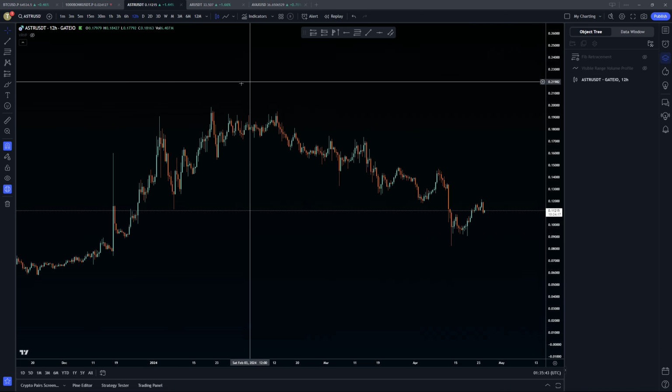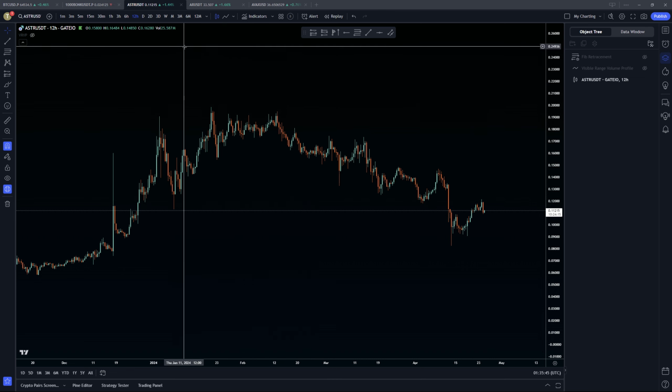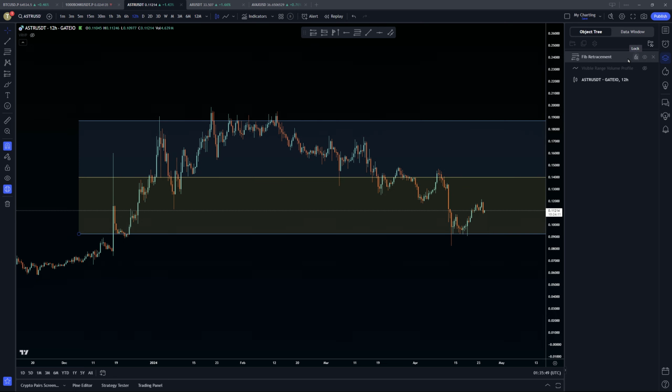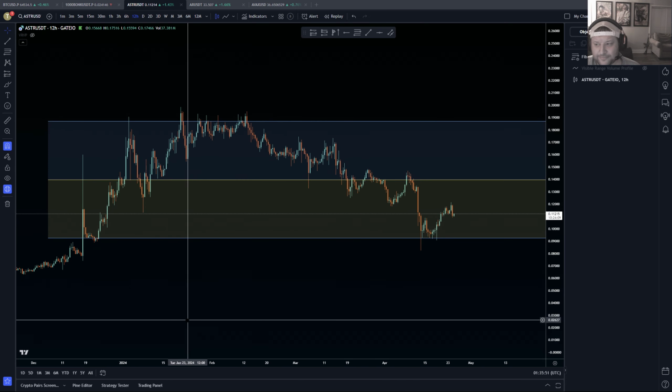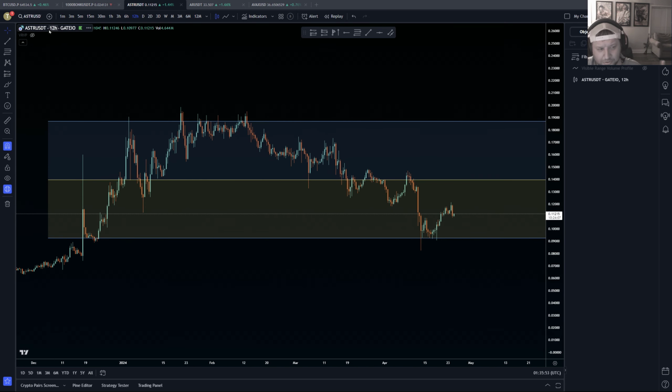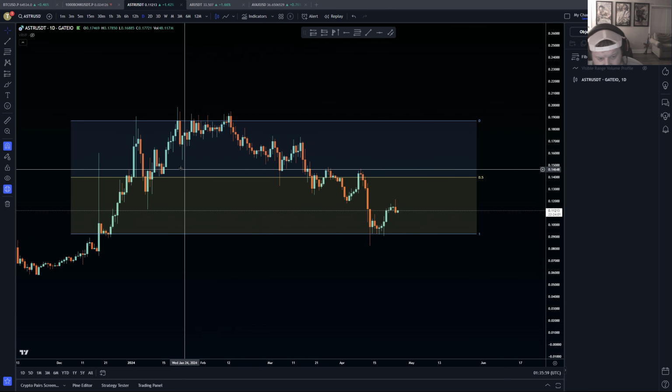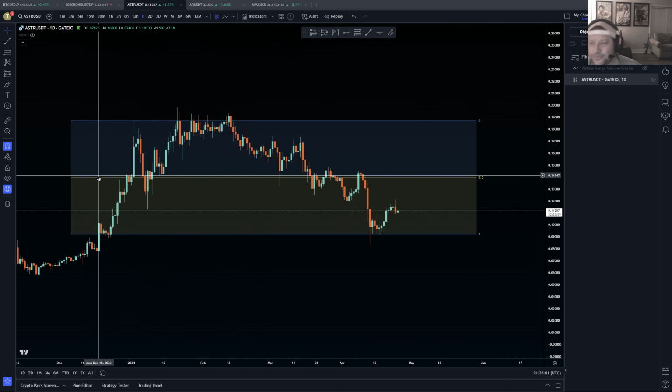But back to ASTR. We're going to turn this on right quick. All right, so this one was somewhat more challenging to find. On the daily here, you can see this nice range. Now look, I also want to tell you guys, it's not going to be perfect. Ranges aren't always perfect.